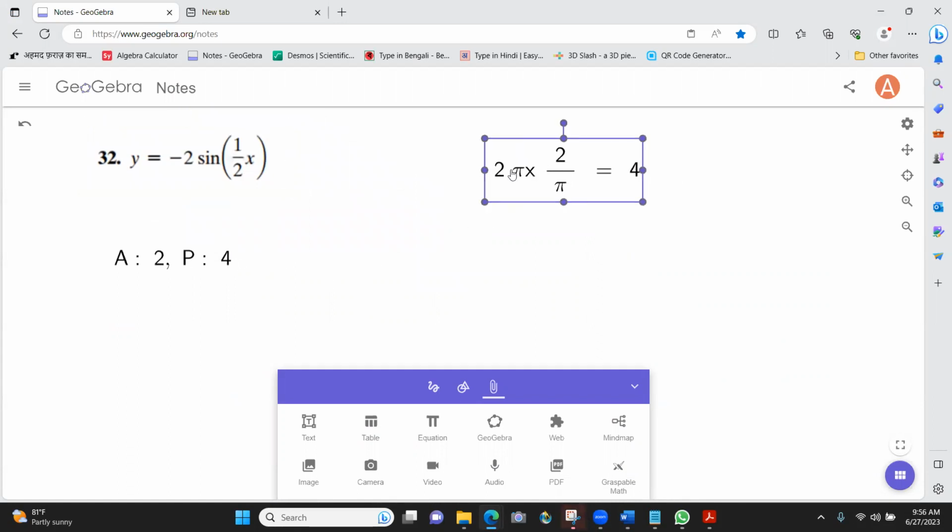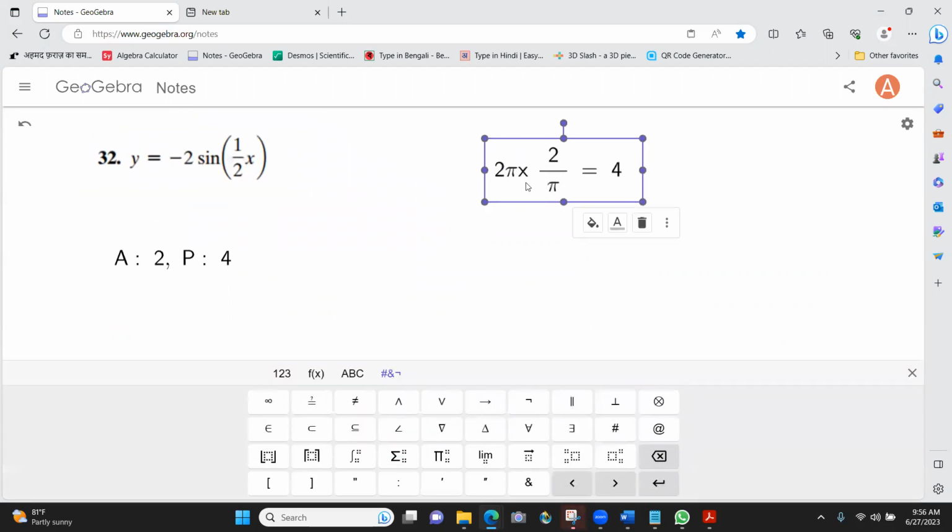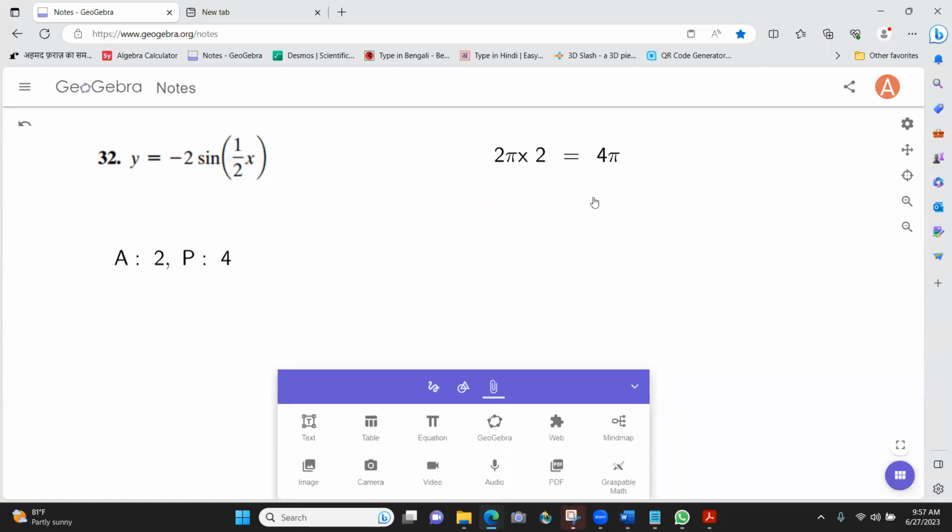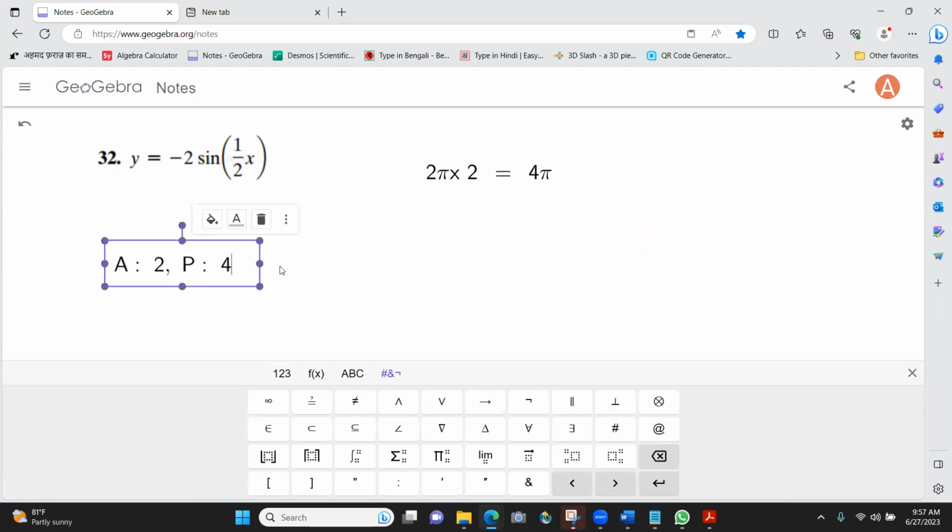And the period is going to be the same 2 pi because the period of sine is 2 pi divided by half. When you divide something by half, you multiply it by 2. And that will give you 4 pi. Sometimes when you're finding the period, you will have pi. Sometimes you won't. So the period is 4 pi. Now keep that in mind.